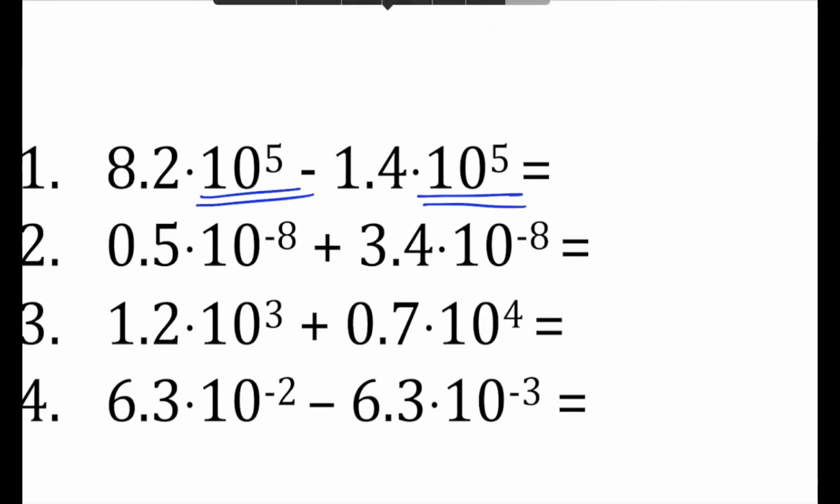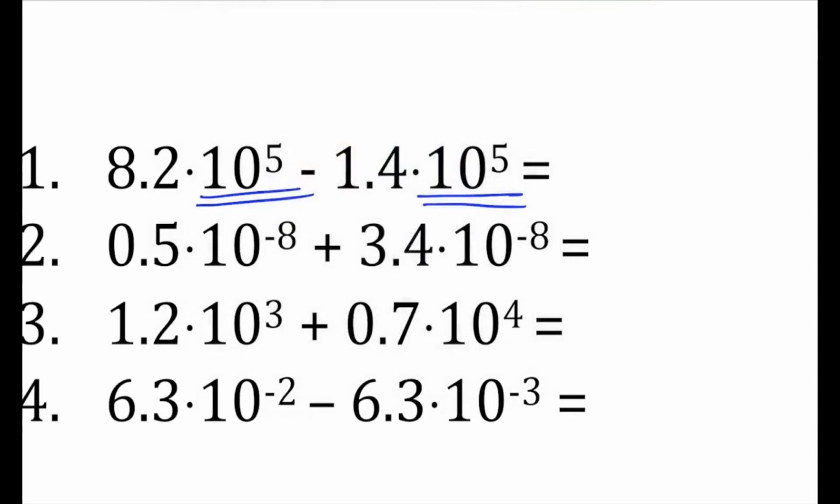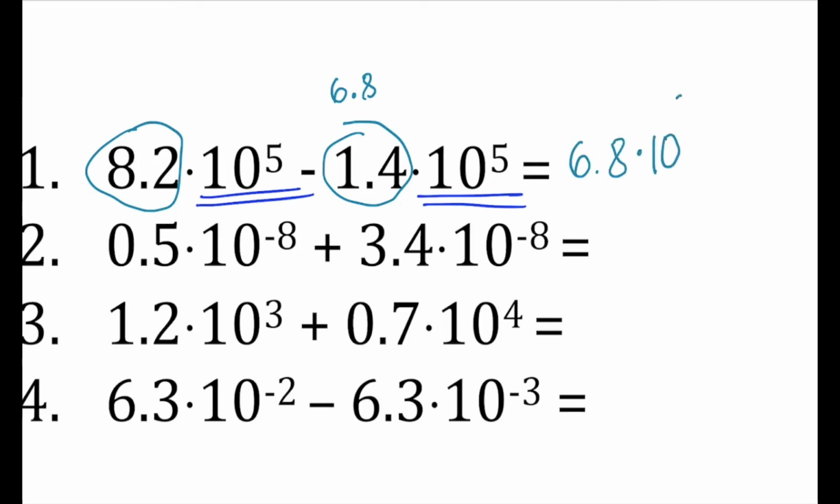So in my case here, they're both 10 to the fifth. Since they're both 10 to the fifth, then I can take care of the meaningful numbers. 8.2 minus 1.4. So that's going to be 6.8. So my answer is 6.8 times 10 to the fifth.